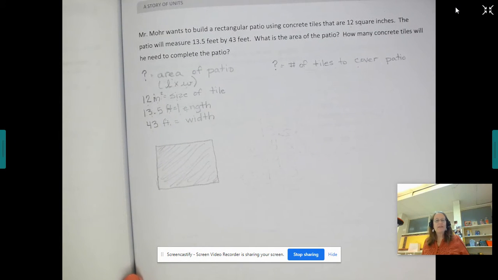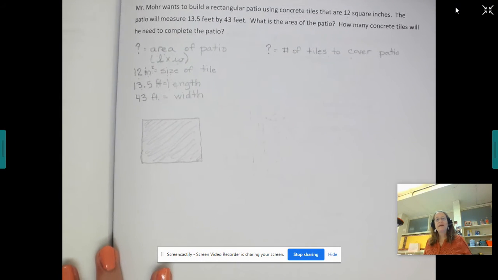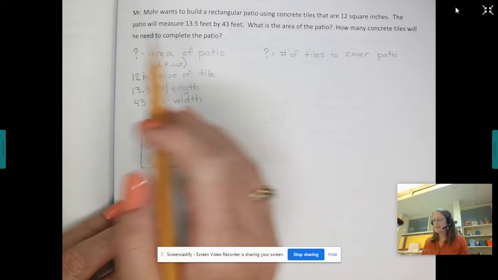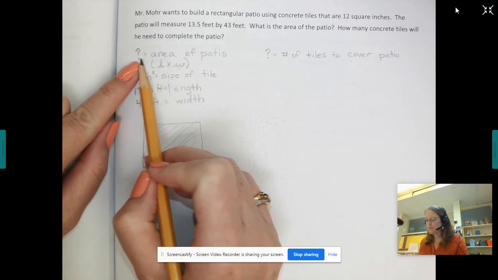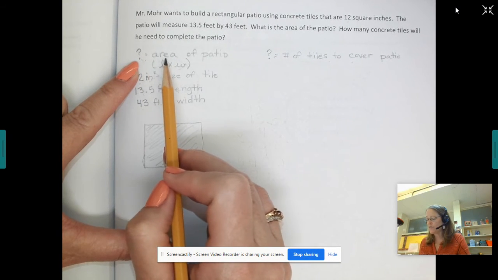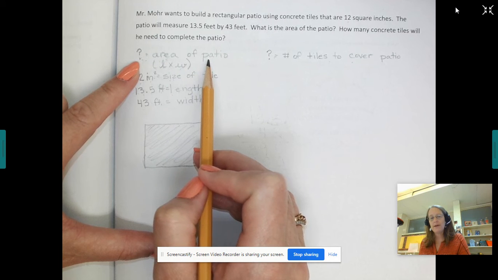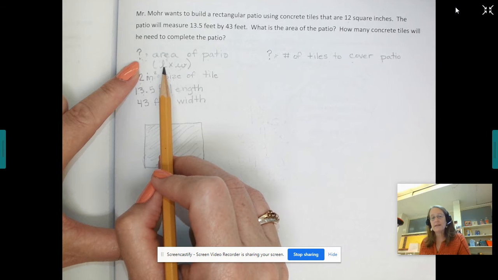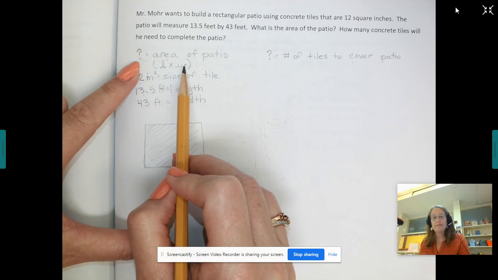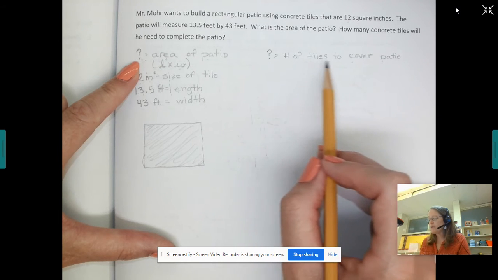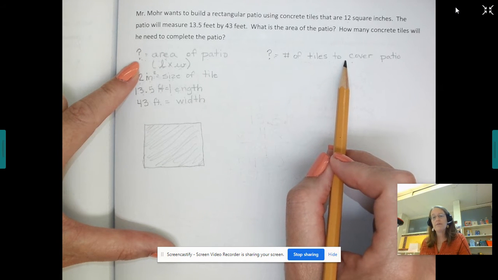So here's our application problem. I've already done the first two steps of our problem-solving process. We've got two questions in this word problem. The first question asks for the area of the patio. When it asks for area, they're asking for the length times the width. That's how I find area. The second question asks for the number of tiles it's going to take to cover that entire patio.